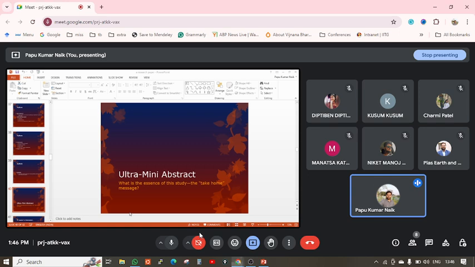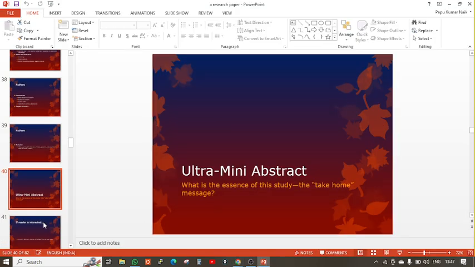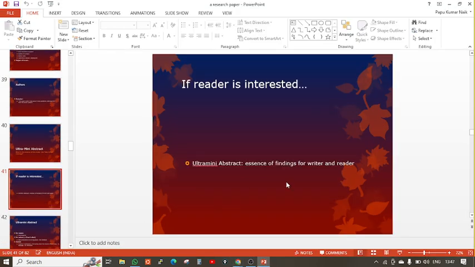And then come to the ultra mini abstract. What is an abstract? An abstract is the short form, or the short details, of your whole research paper. But in some cases you have to write an ultra mini abstract. So what is an ultra mini abstract? That is the essence of your study, the take-home message. That means it is a short form of your abstract. So if the reader is interested, they can read further, because it is not compulsory.